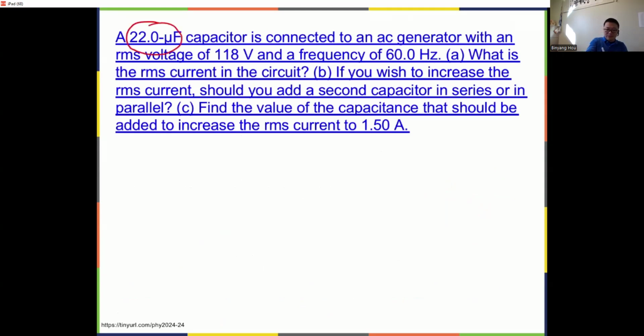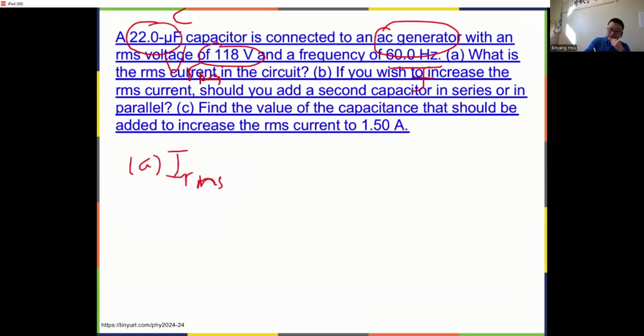This is C of your capacitor. And then now you have an AC circuit, an AC generator, an AC power source, with RMS voltage, so VRMS, and frequency, so this is F. It's asking you what's the RMS current, because in part A, you're looking for IRMS.